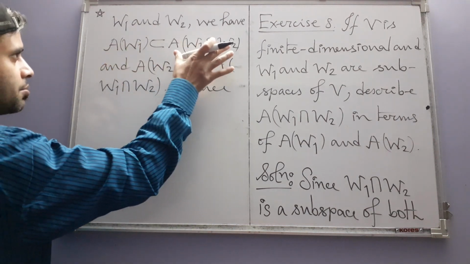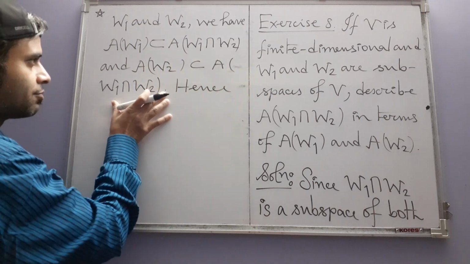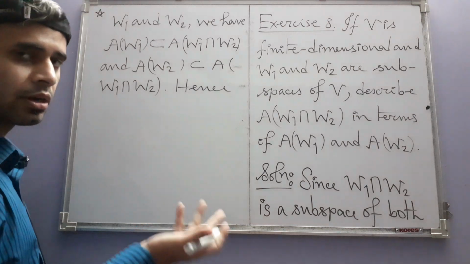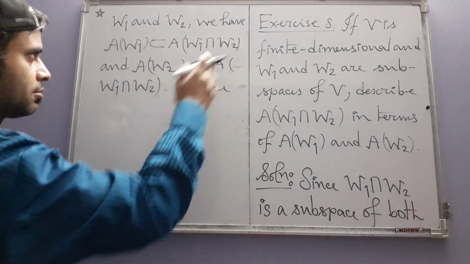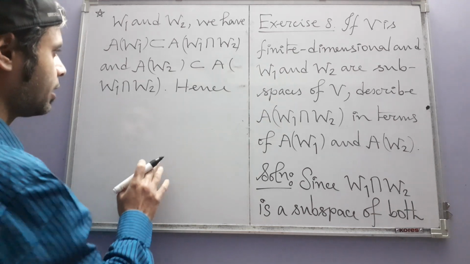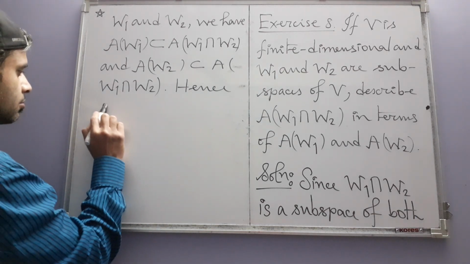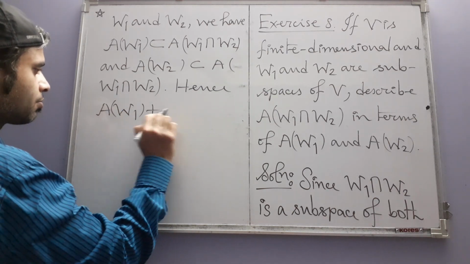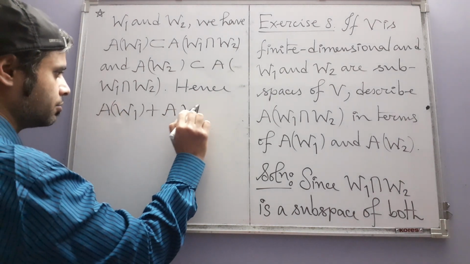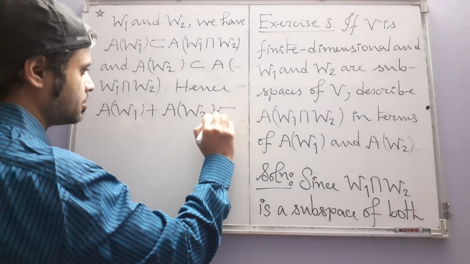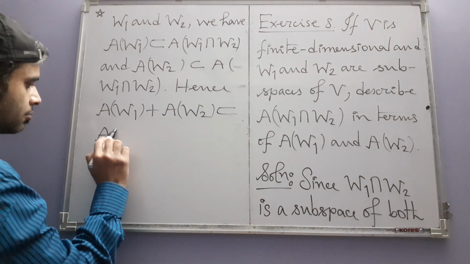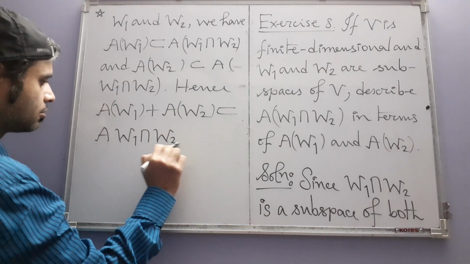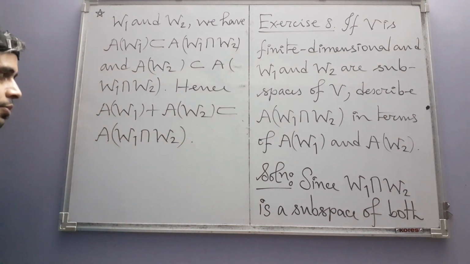So this is a subspace of this. This is a subspace of this. The same thing. So the sum of these two will also naturally be a subspace of this, because of the closure property, it's closed under addition of vectors. Hence, A of W1 plus A of W2 is a subspace of the annihilator of this thing. Okay.